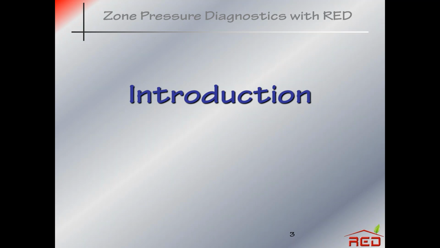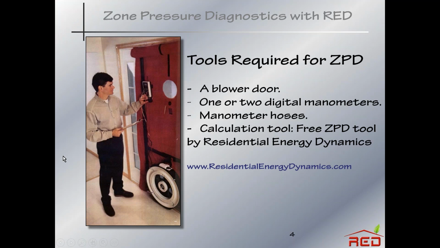So first of all, an introduction to zone pressure diagnostics. For tools, you must have a blower door. A blower door is very important. It can be from the Energy Conservatory, from Retrotec, or any other blower door. You need one or two digital manometers. It is best if you have two. It doesn't have to be the latest.